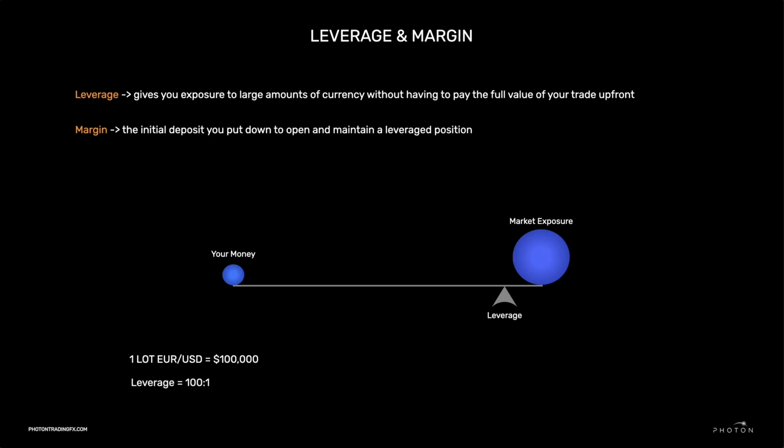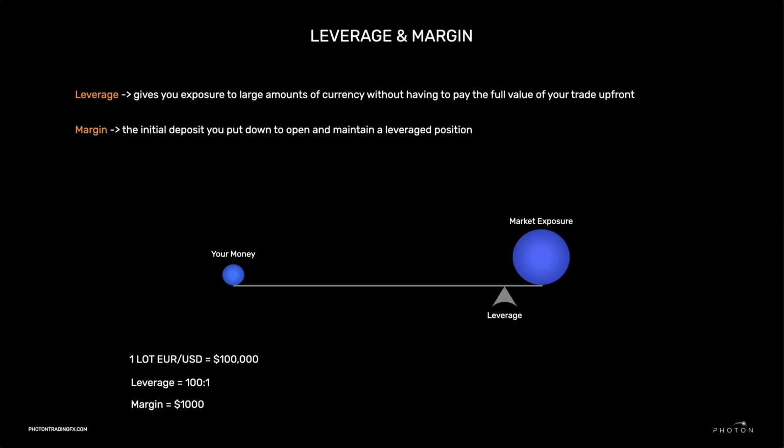What this means is that you only have to put up 100th of that trade cost in margin to the broker as essentially a good faith deposit in order to control that large position. So in this case, that would only be $1,000 for you to control a $100,000 position.